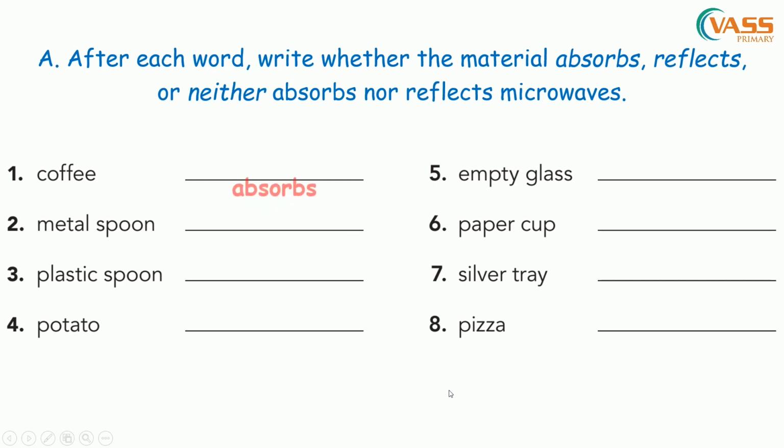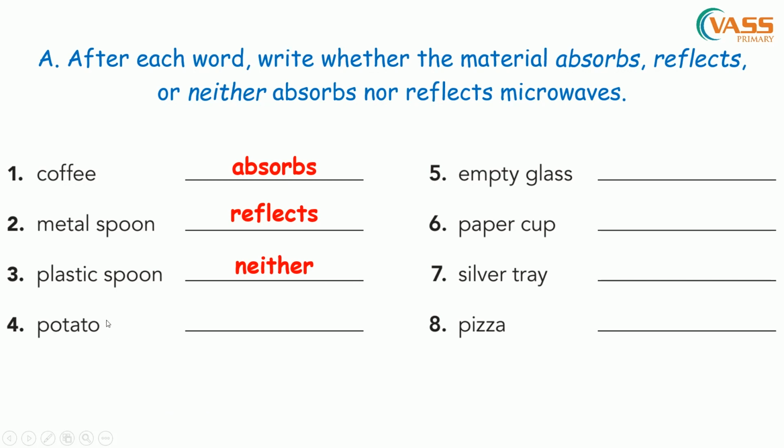You're correct. It absorbs. How about number 2? What does it do? Neither, reflects, or absorbs? You betcha, it reflects. Now the opposite of metal. Let's try a plastic spoon. Does it absorb, reflect, or neither? That's right. It does neither. The energy passes through and does not get absorbed.